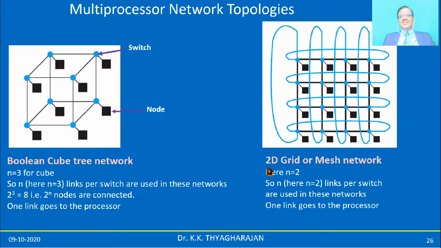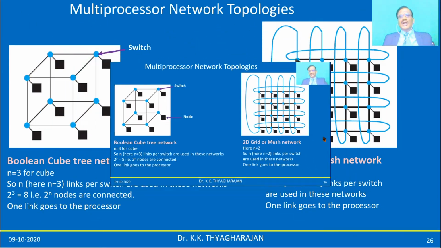The next one is 2D grid or mesh network. From the name itself, it is known that it is a two-dimensional network. So n is equal to 2 here. So each switch will have two links like this. Since n is equal to 2, there are two links. In addition to that, the processor will be connected to the switch through another link.